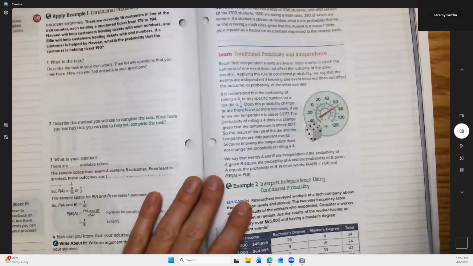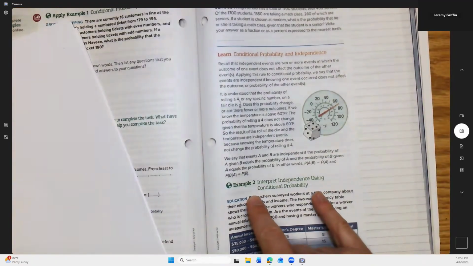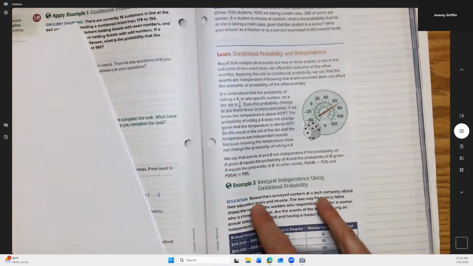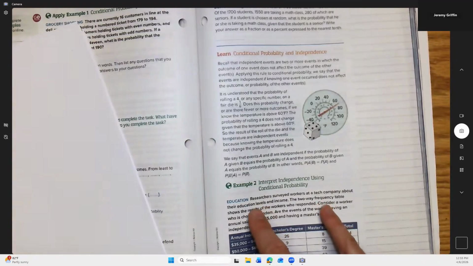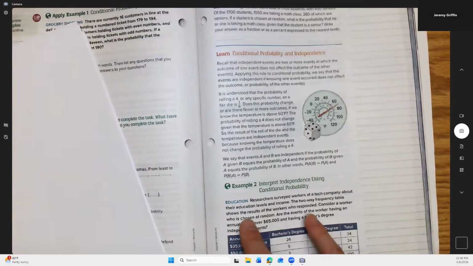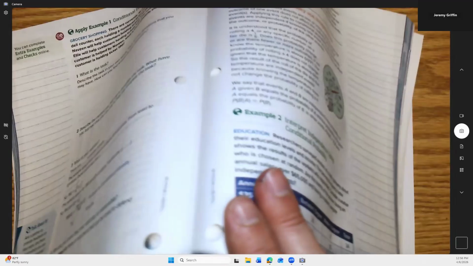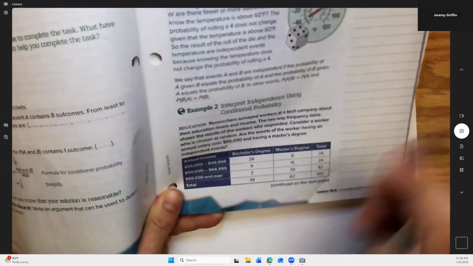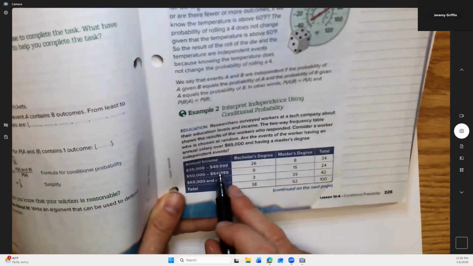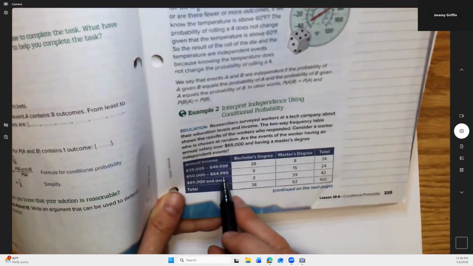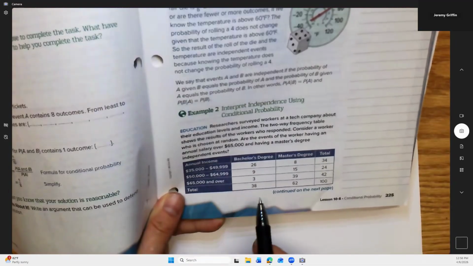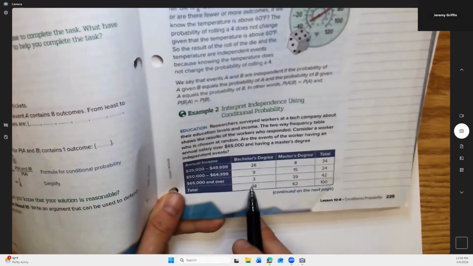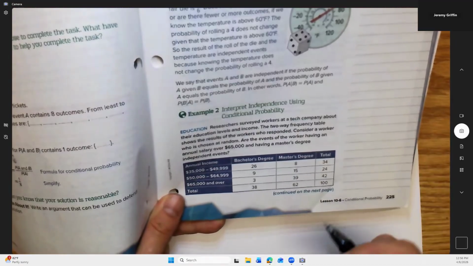All right, example two, independence using conditional probability. Researchers surveyed workers at a tech company about their education levels and income. The two-way frequency table shows the workers who responded. We have different incomes: 35,000 to 50,000, 50,000 to 65,000, and 65,000 and over. And then also these degree categories, master's degree, and then total.